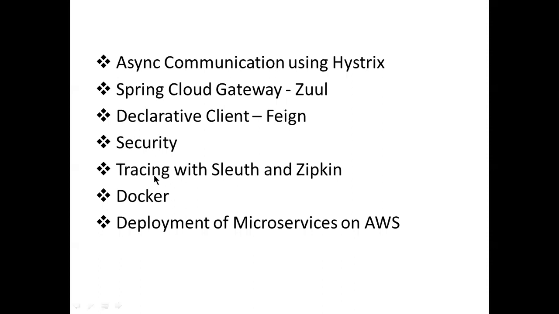So in that, tracing is important. I mean, when a request is made, where the request is, what services got executed, how much time was spent on each microservice. That is called tracing. So tracing each request, I will tell you how it is possible with the Sleuth component and a Zipkin server.